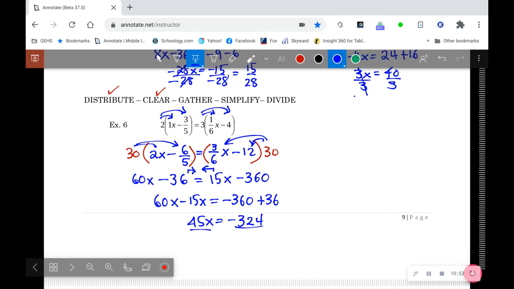Okay, I'll divide both sides by 45. And now let's divide by 3 to simplify this. The bottom's easier, you get 15. The top is negative 108. And I can divide by 3 again. So this simplifies ultimately to negative 36 over 5.